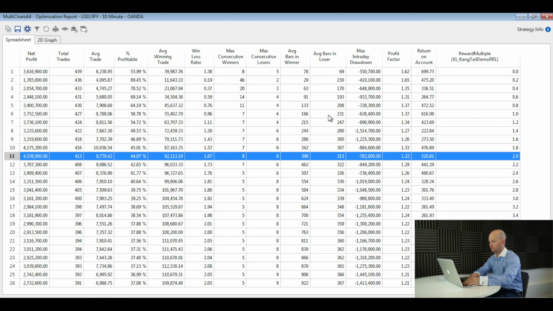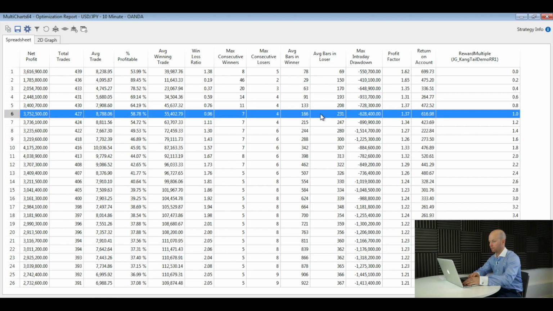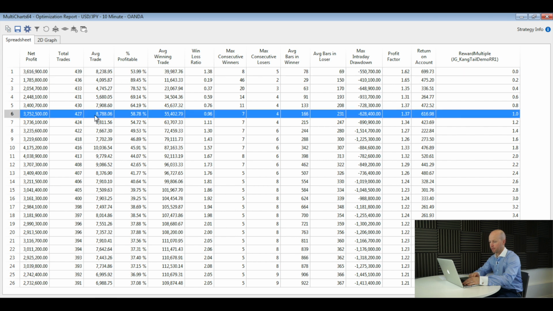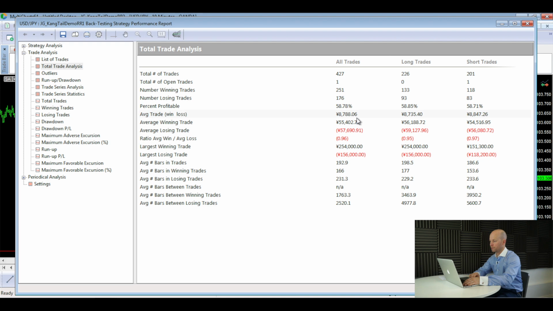So let's now apply the 1-to-1 reward to risk. Remember, as we can see here, in the average trade, we've got an average trade of 8,700, whereas the original was 8,200. Net profit, 3.6 million versus 3.7 million. So let's apply that 1-to-1. We've already seen the average trade number. Let's have a look at the equity curve.